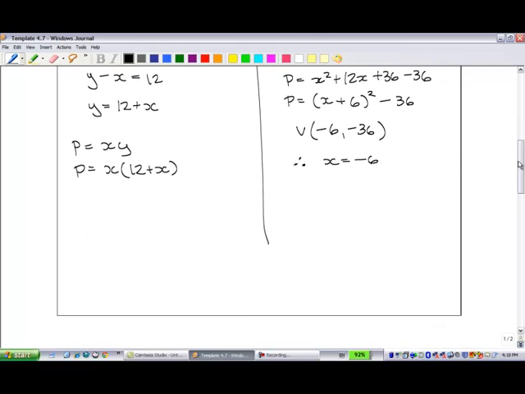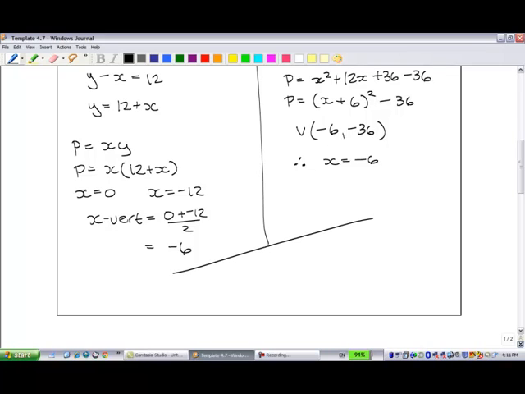Let me just show you that we can get that -6 the other way by using the 0 method. If x equals 0 and x equals -12, the x coordinate of the vertex is an average of those two, and we get, again, -6. So both ways we get an answer of -6. Once we've done that, we really need to plug that back in, make sure that we get the other answer.